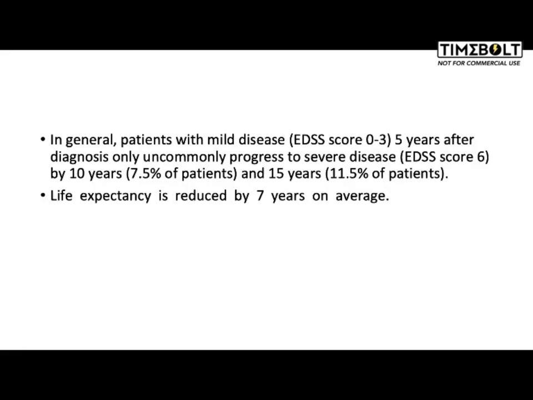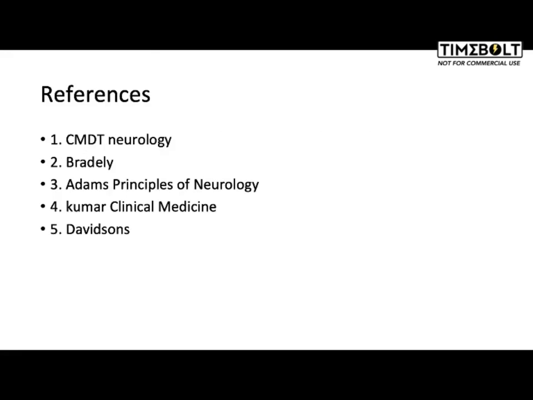Patients with mild disease 5 years after diagnosis only uncommonly have severe disease by 10 years and 15 years. Life expectancy is reduced by 7 years on average. These are the references.